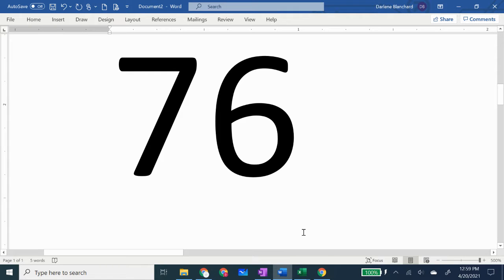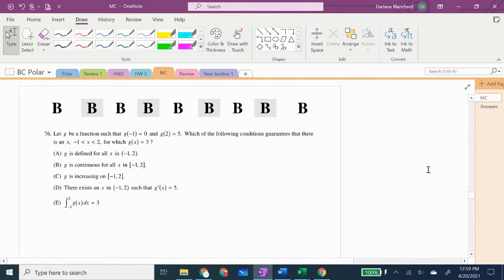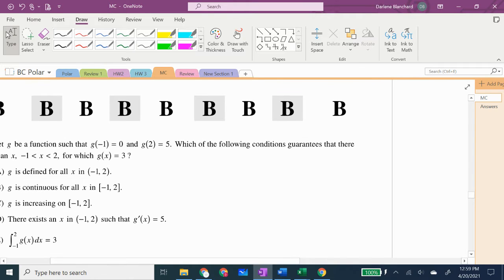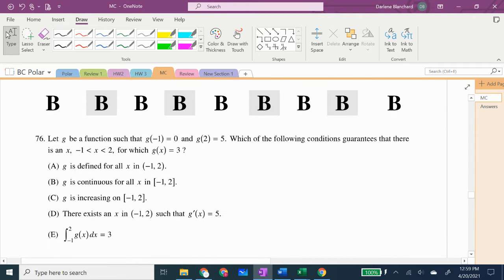We are starting with number 76. 76 says, g is a function. We know 2 points on that function. Which of the following conditions guarantees that there is an x somewhere between -1 and 2 for which g of x is equal to 3?